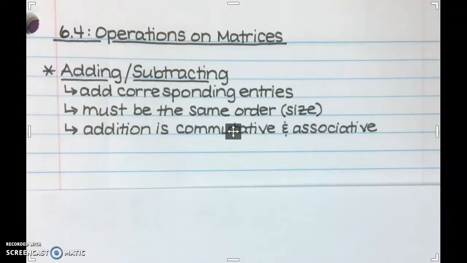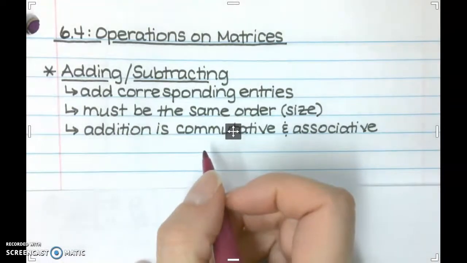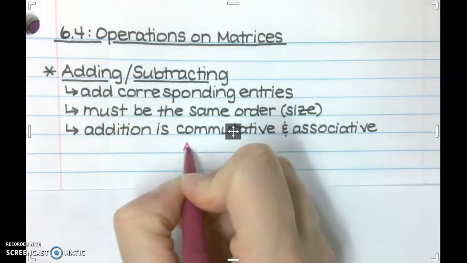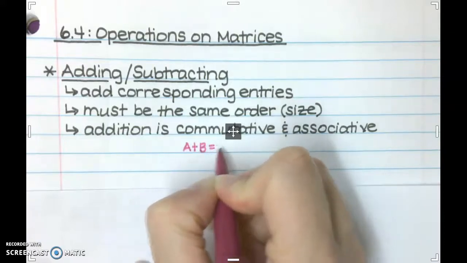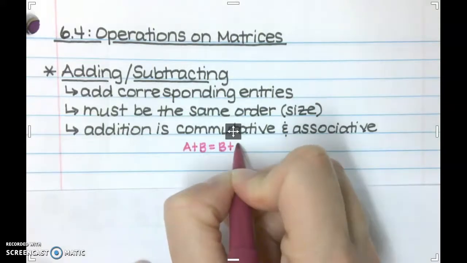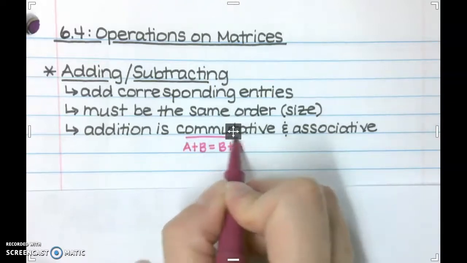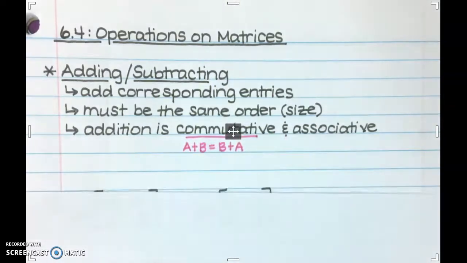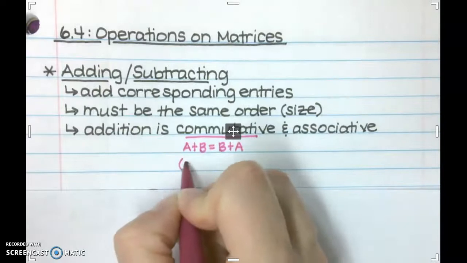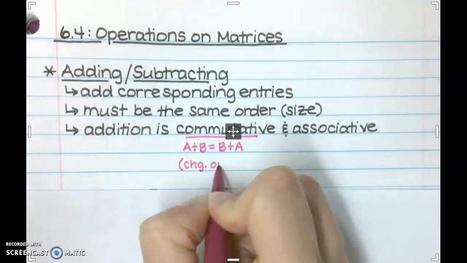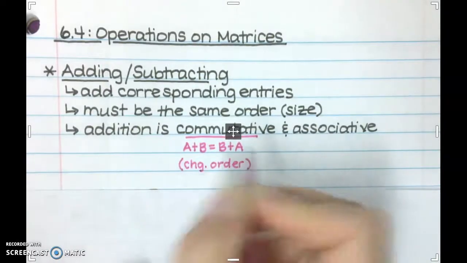Addition, not subtraction, but addition, is both commutative and associative. The commutative property says that I can change the order. So adding A plus B is going to give me the same result as adding B plus A. It's okay to change the order; we will get an equivalent result.